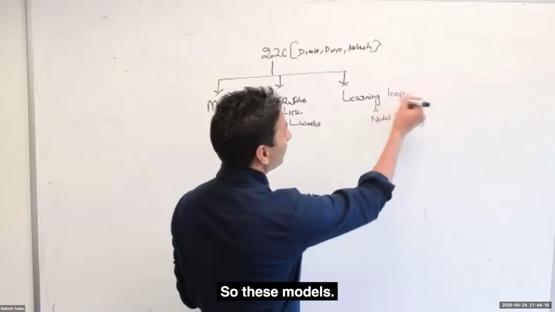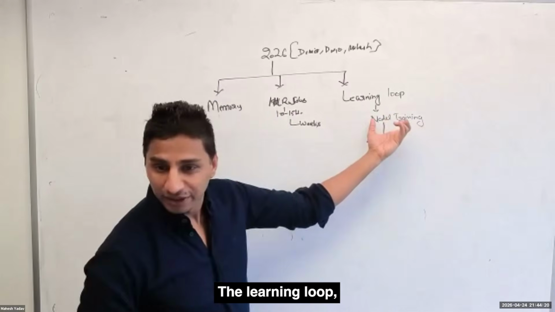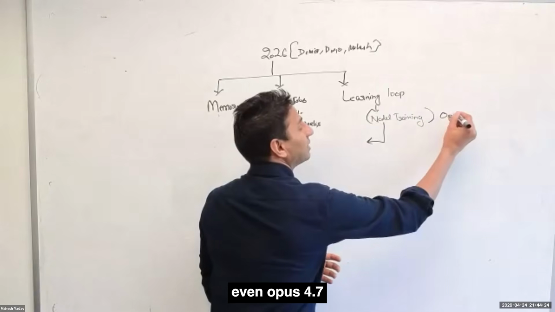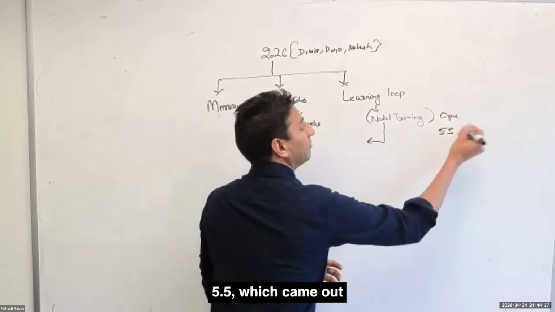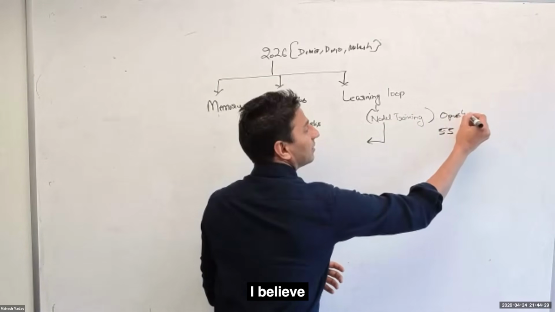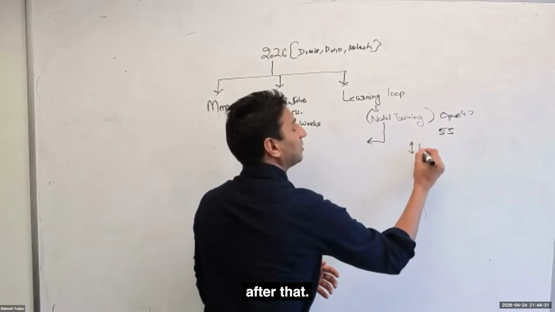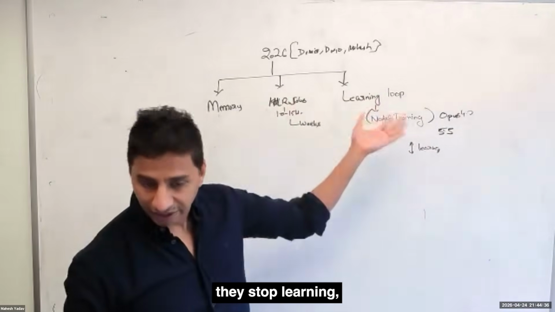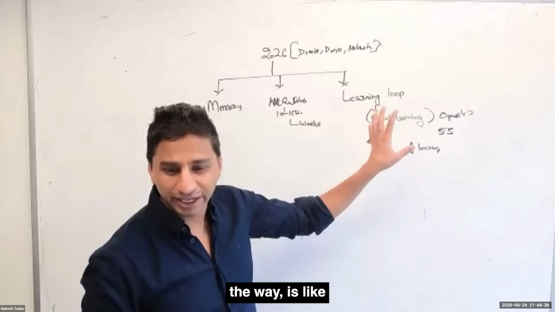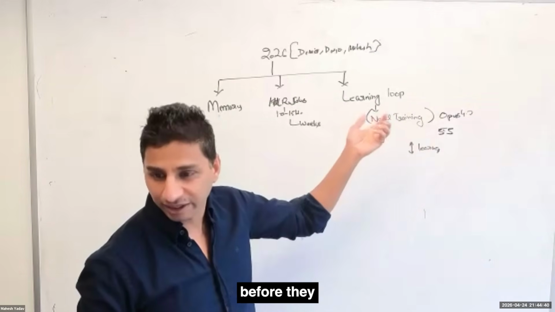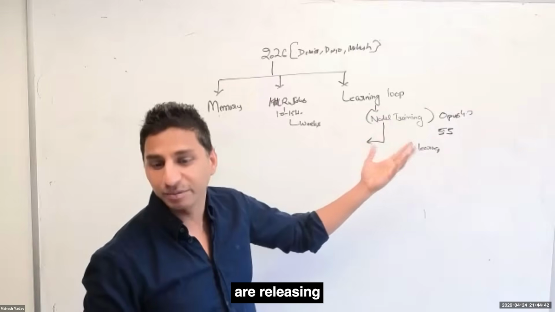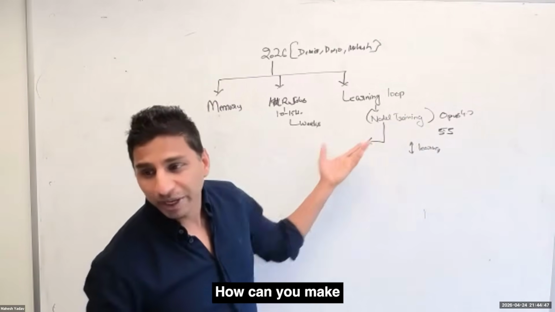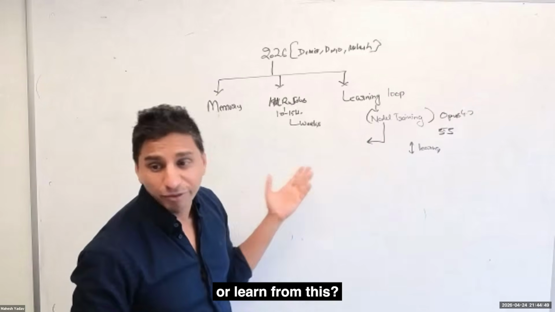So on the learning loop: after the model is trained, even Opus 4.7 or GPT 5.5, which came out yesterday, I believe, they cannot learn after that. The learning stops the moment training stops, which by the way is almost a year before they are released. Now it's 6 months because they are releasing at a much faster cadence. So the model is not learning. How can you make the model learn?